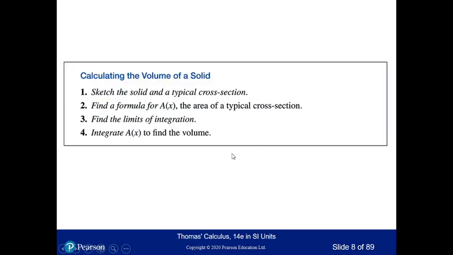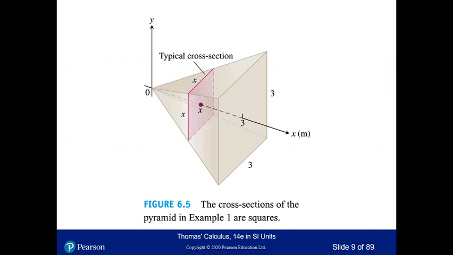So how would you calculate the volume of a solid? First of all, you sketch the solid and get a typical cross-section. How does the cross-section look? Then you try to find a formula for this cross-sectional area. You determine the limits of integration, and then you integrate A(x) to find the volume. That's all you're going to do. So it's not really very difficult.